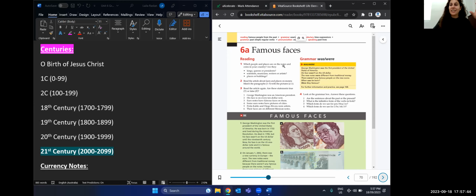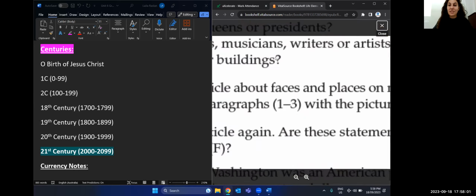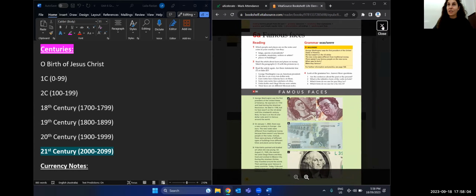So when we look at these currency notes, which people or places are on the coins or the notes in your country? Are they kings, queens, or presidents? So those that are Brazil, pick one note. I'll give you 2 minutes to pick one note, and then you're going to tell me what was on it. Was it a king, a queen, an animal? I don't know. A scientist, a musician, a writer, an artist, places, buildings. I mean, there's so many things. Colombians, pick one note and write about it, what's on it.